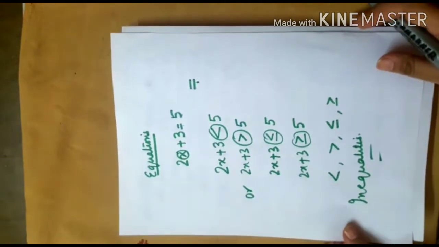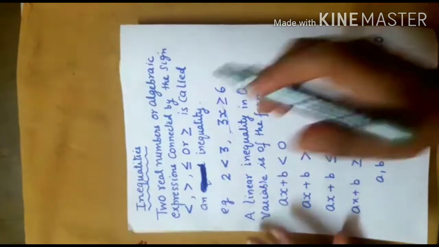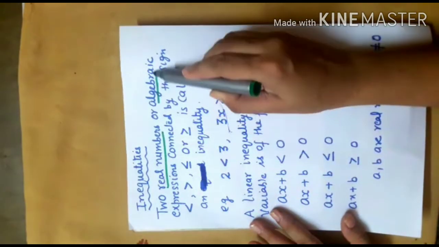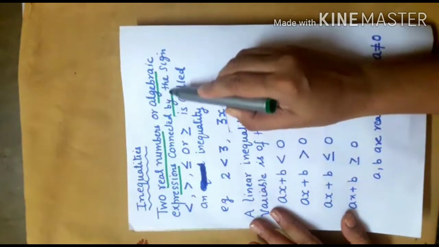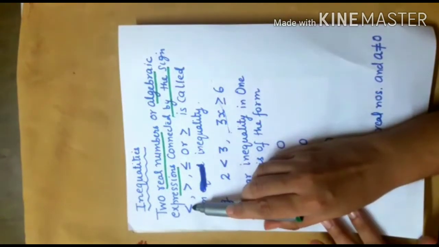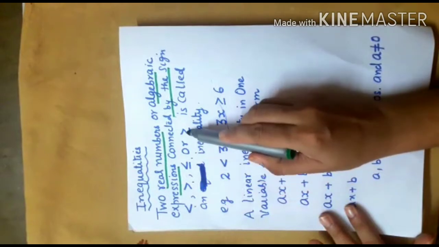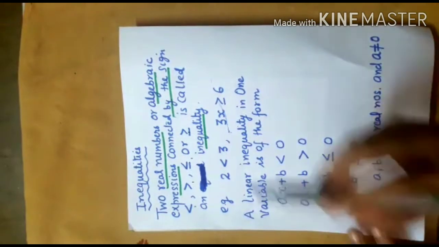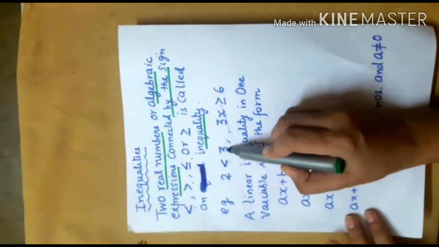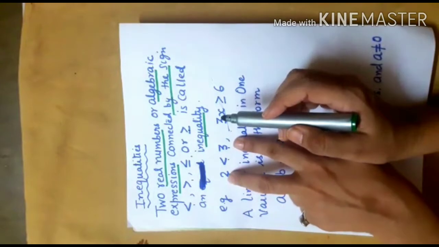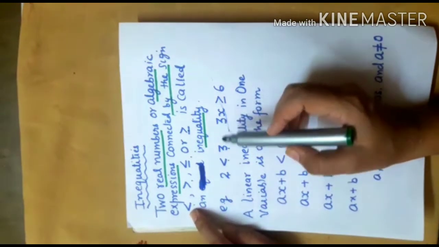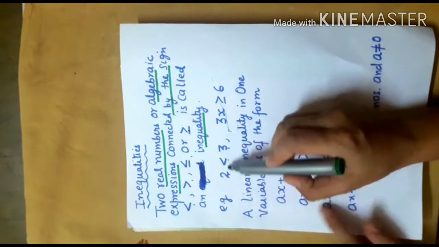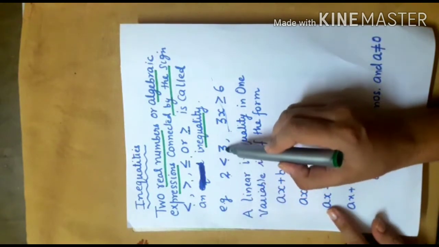So how do we define an inequality? Two real numbers or algebraic expressions connected by the sign <, >, ≤ or ≥ is called an inequality. For example, 2 less than 3. Here two numbers are connected by this sign, so it forms an inequality, and we read this as 2 is less than 3.